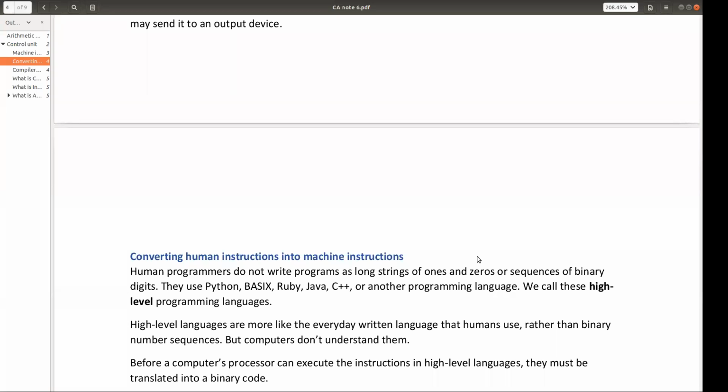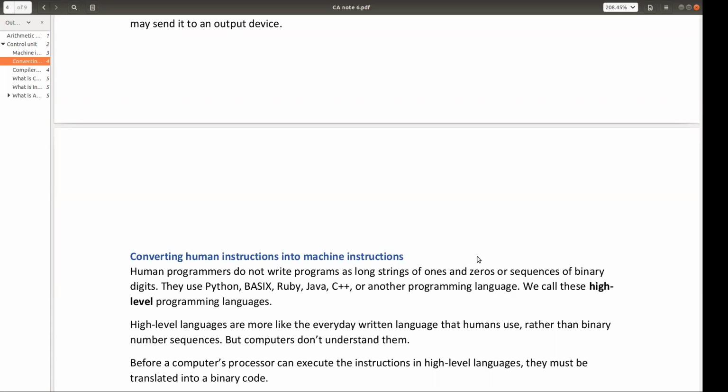When we write different programs in different programming languages like C, C++, Java, Python, Ruby, Basic, there are lots of languages. We generally write programs in English-like language, using English characters and letters, to program the computer.